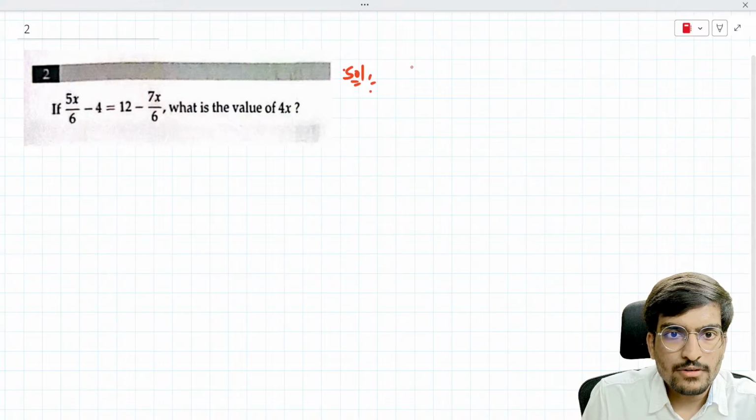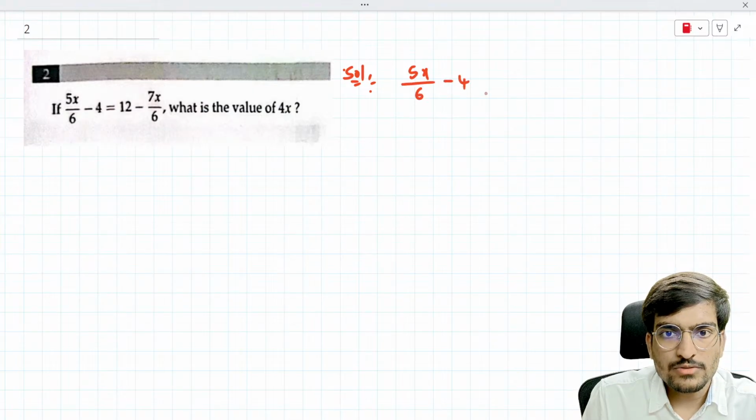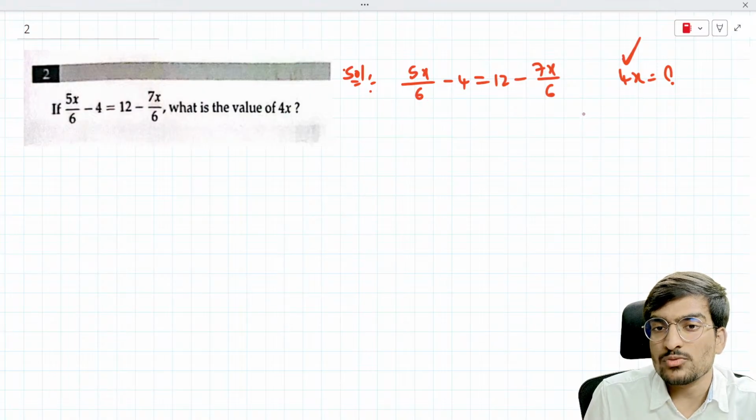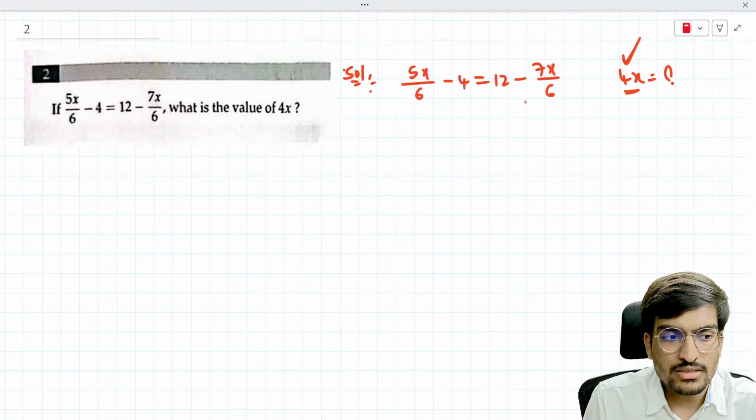If 5x by 6 minus 4 equals 12 minus 7x by 6, what is the value of 4x? They are not asking for x. Be careful: if you just get the x value and type it as your answer, you get it incorrect. You have to get 4x. You have to find x and then multiply by 4.